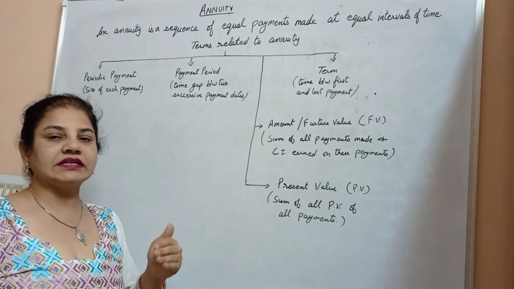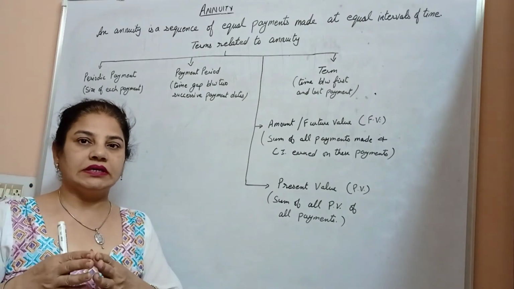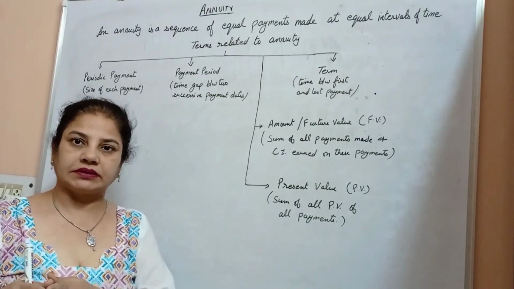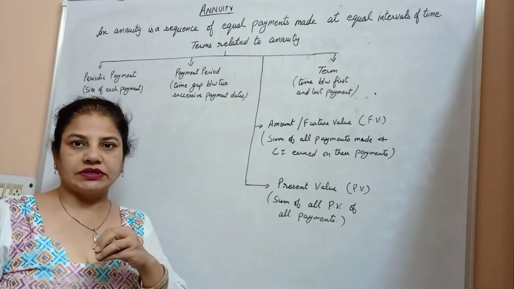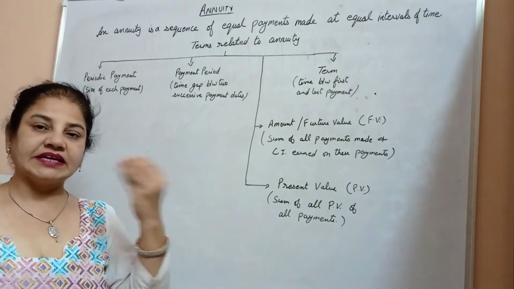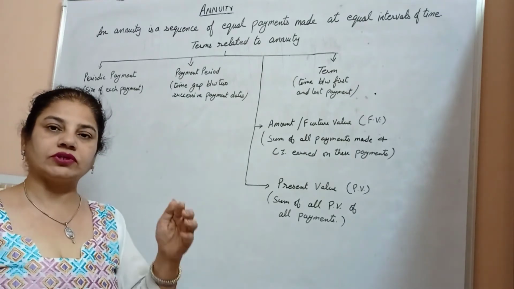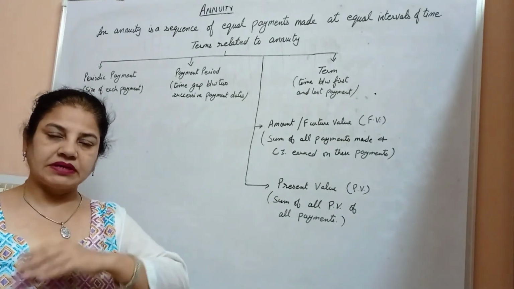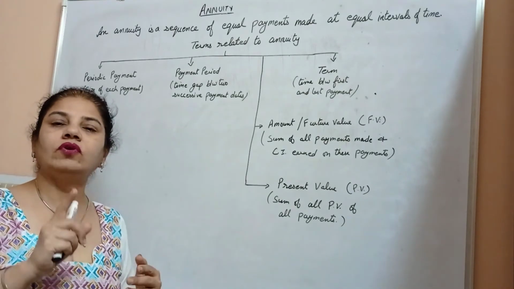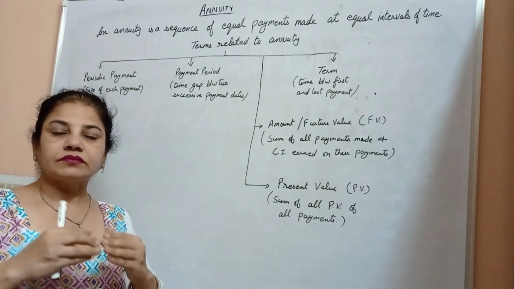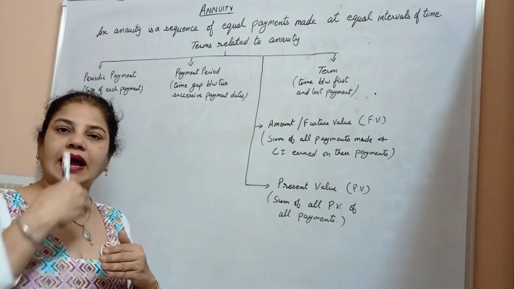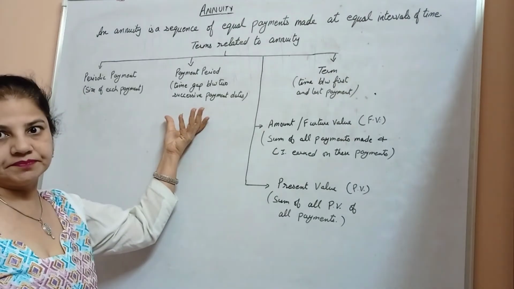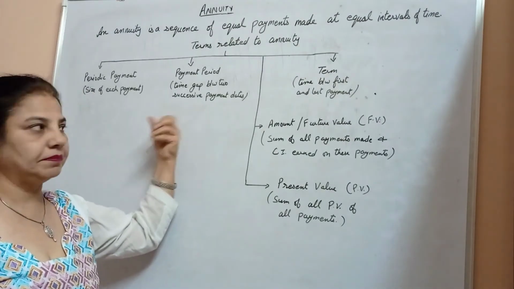Now, I just said that a payment of 4,000 is made on the 10th of every month. Suppose the 4,000 is paid on the 10th of this month, and the next payment of 4,000 is paid on the 10th of next month. The gap between this month and the next month is a full 1 month, and that period is called the payment period.